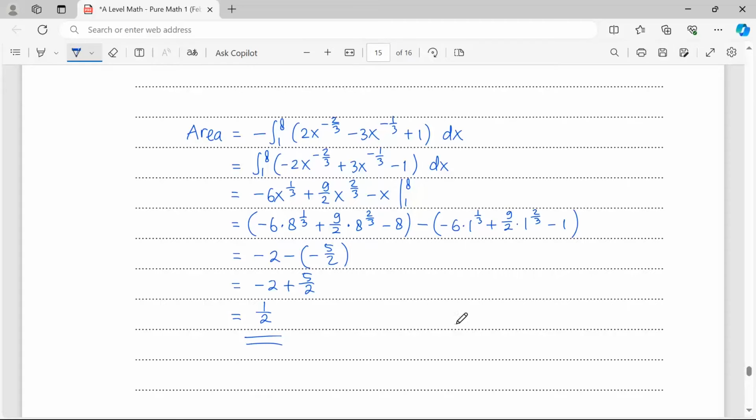Okay, so that's about the solution of question number 11, which is the last question on paper 1, Pure Mathematics 1.